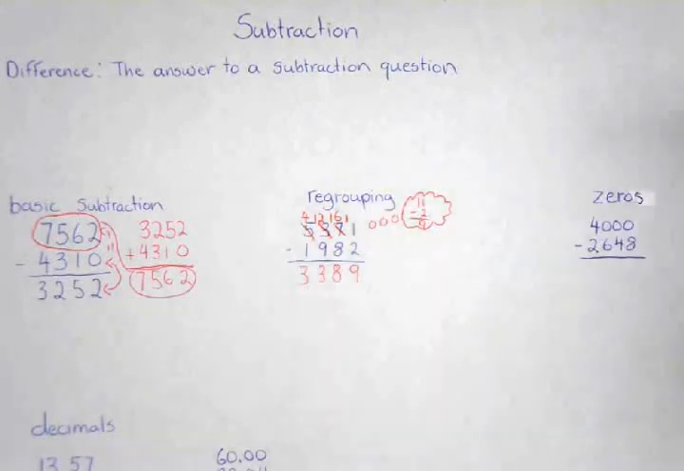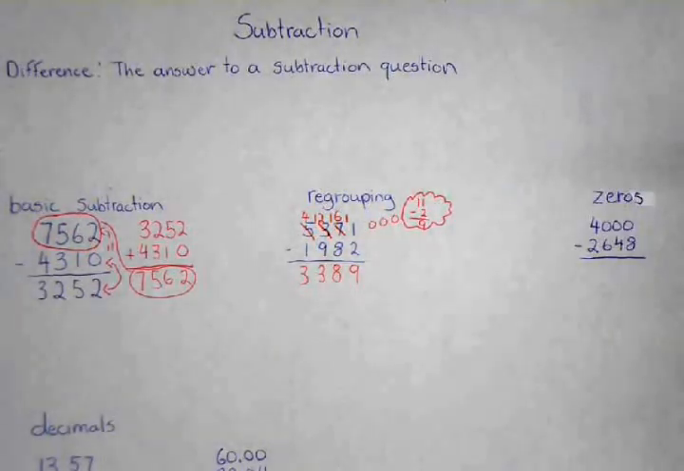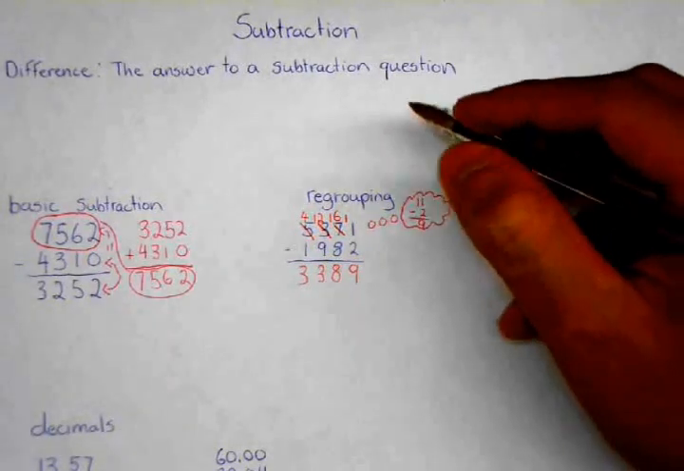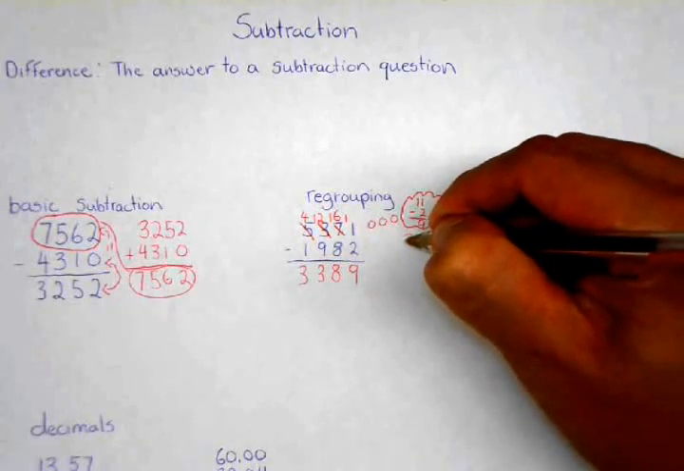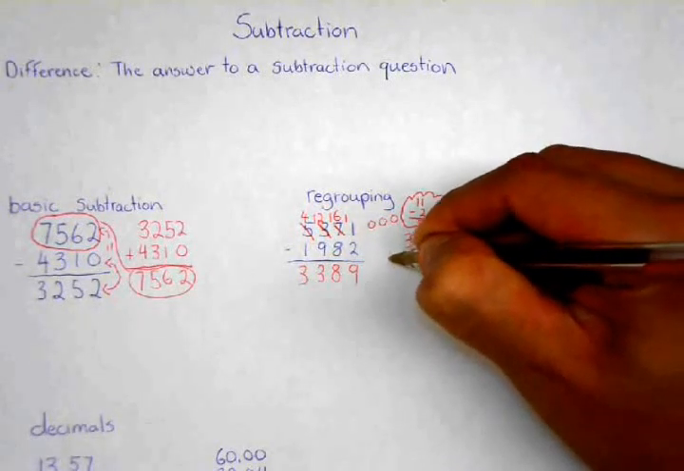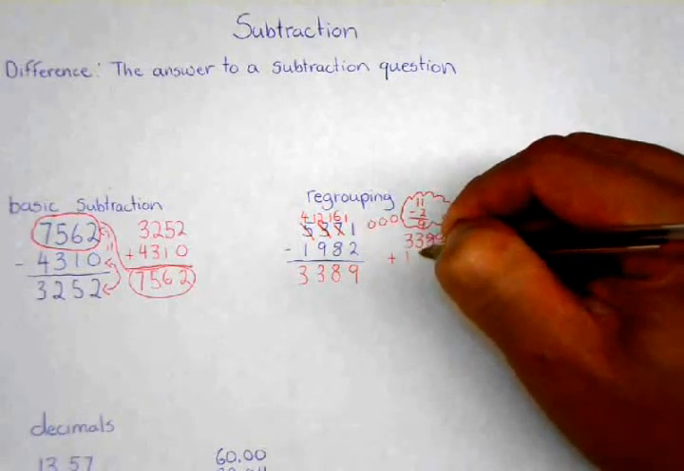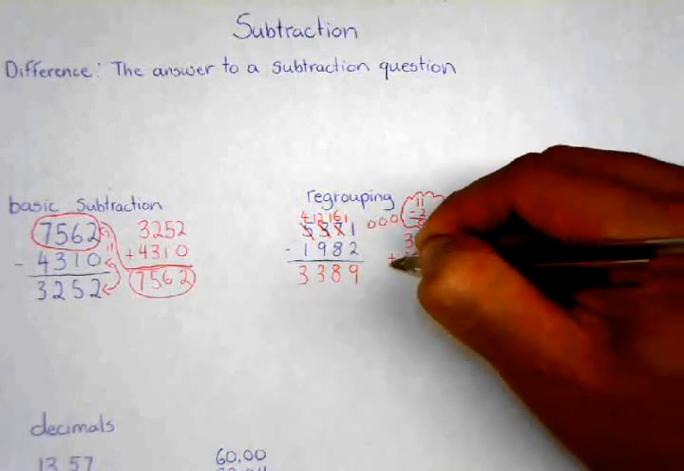And we're left with a difference of 3,389. Now, can we check this? We could always check it. How do we do that? Just like as we did before. We do the reverse. 3,389. And then we add the number above that, which is 1,982. And we're going to be trying to get the top.